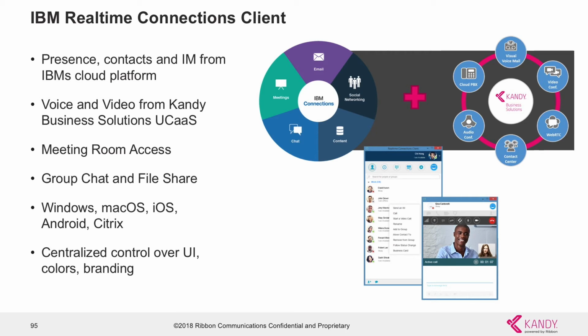And just like our Smart Office clients, it works on Windows, macOS, iOS, Android, and Citrix. And you get centralized control over the UI with colors and branding. So if you're an IBM customer and you're using their IBM Connections service, you can now combine your existing Cloud Unified Communication service with IBM Connections into a single user experience.